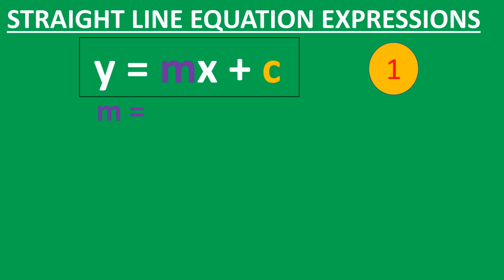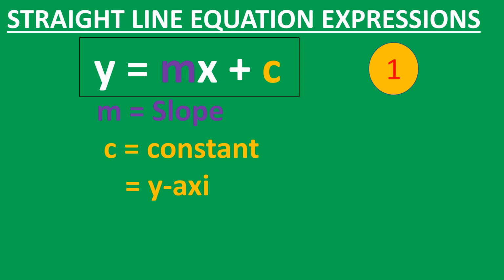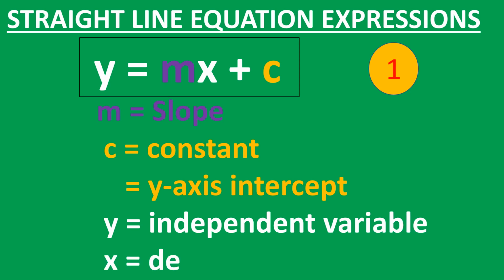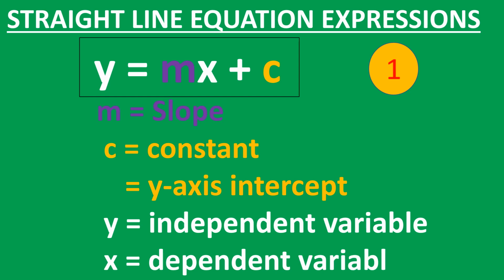Now here, your m is equal to the slope, and then your c is equal to your y-axis intercept, and it is a constant. Your y is your independent variable, while your x is your dependent variable.